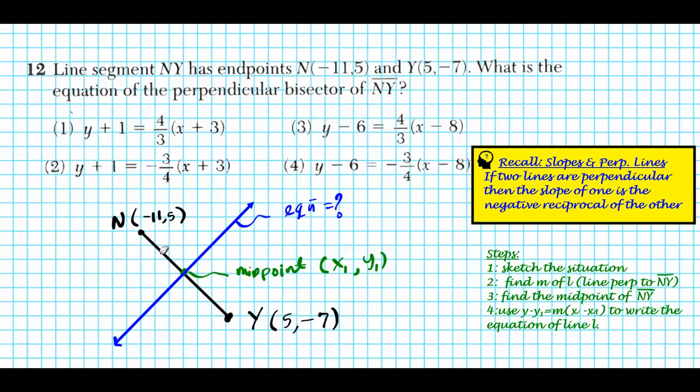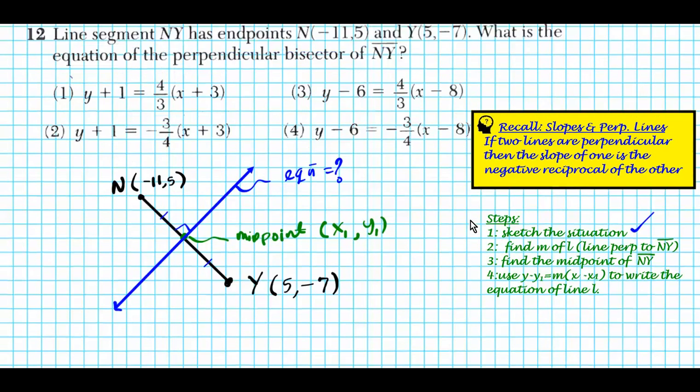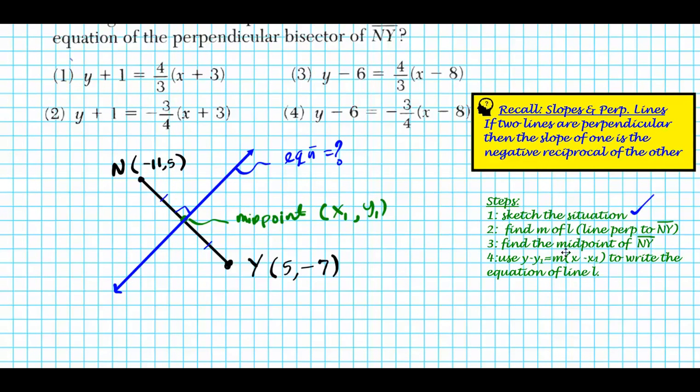This line does two things. It bisects the segment and is also perpendicular. Okay, so we have step 1 accomplished. We have sketched the situation. What do we do next? We're going to find the slope of this line. I didn't even label the line, so this is line L. We want to find the slope of this line.